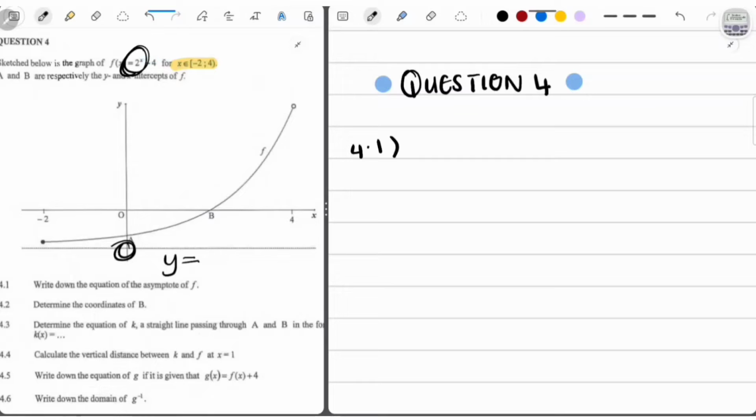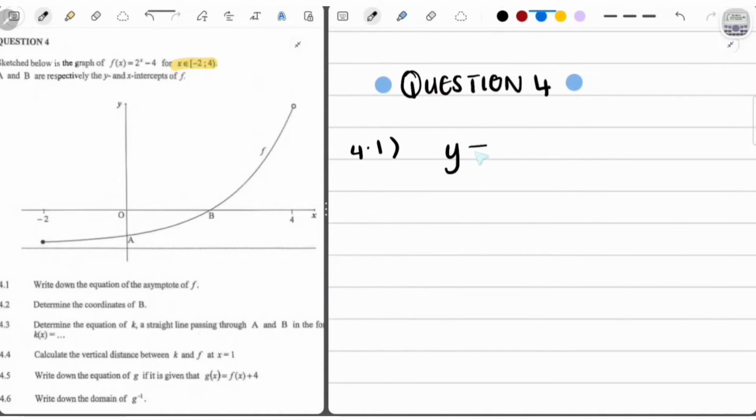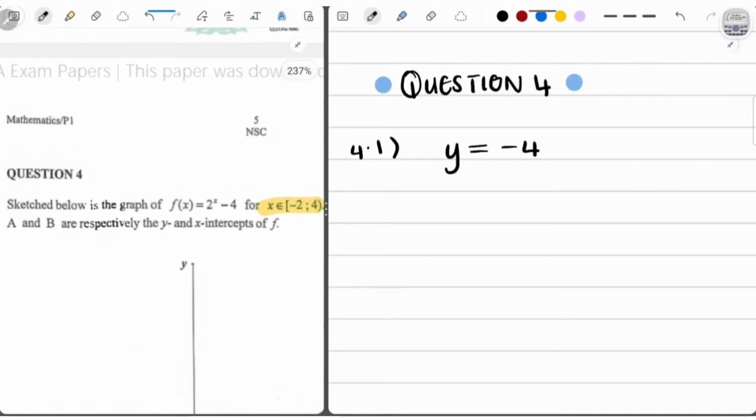So whatever is the coefficient of the exponent part, you don't take. You take that other part. And if there's nothing there, it means that it's 0. Okay, so I may just make small explanations like that. So it means that y is equal to negative 4, because that's the number that we have there. It's a negative 4.